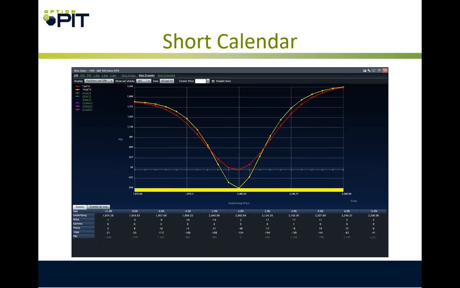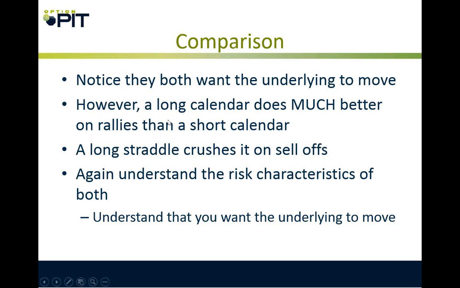Yeah, they're very similar. The key difference is vega. Notice they both want the underlying to move. However, a short calendar does much better on rallies than a long straddle. That is flipped the way that's written. A long straddle will crush it on sell-offs.